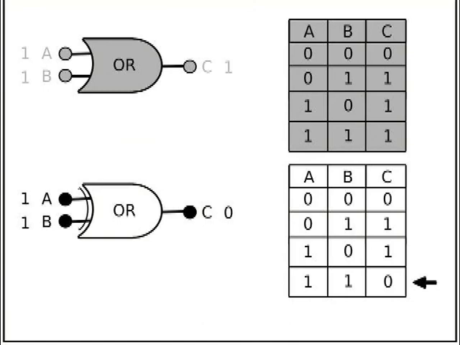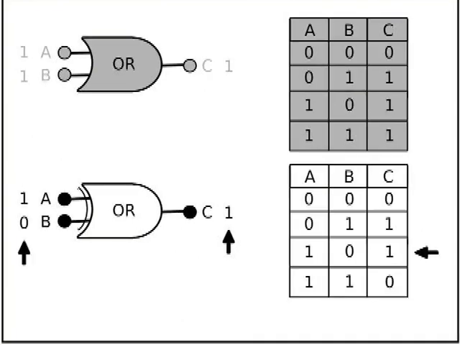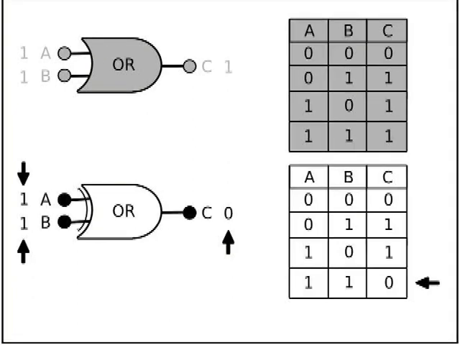There is a variant to the OR gate, which produces an output of 1 when only one of its inputs gets a 1, but when the two inputs get a 1, it produces a 0.